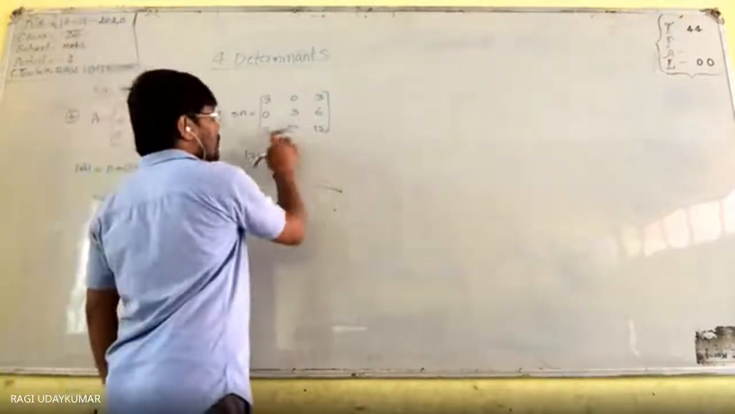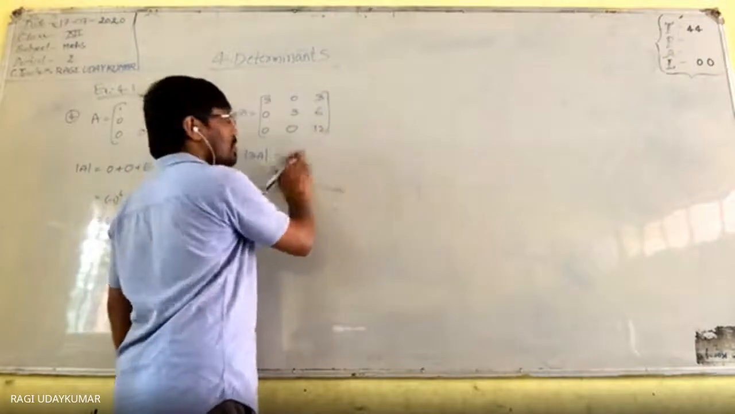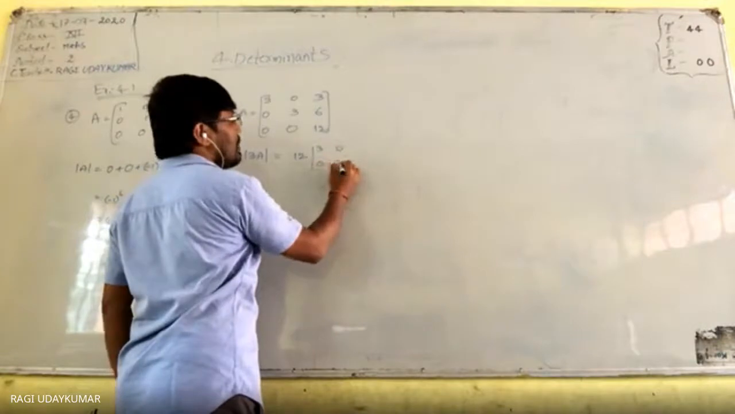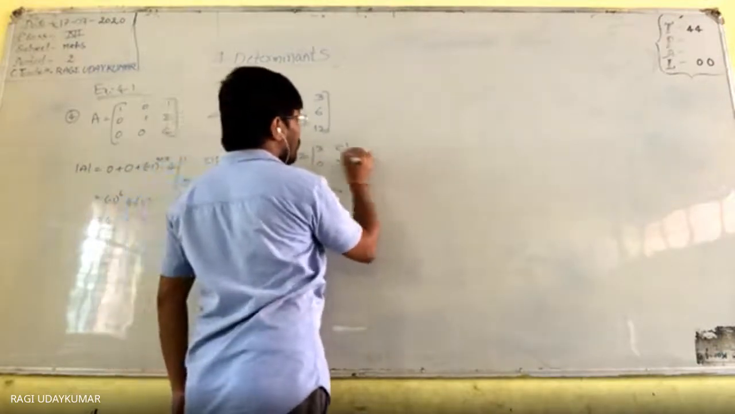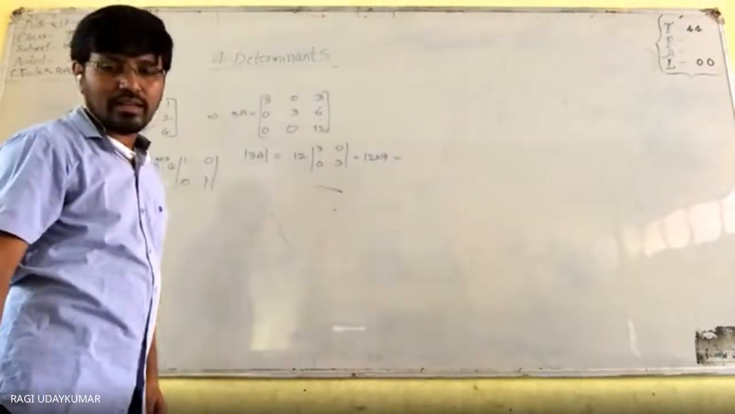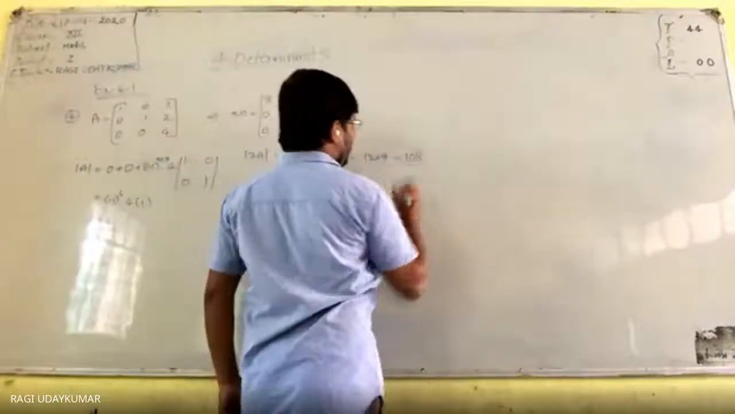If you use the third row, these two are 0. Minus 1 to the power of 3 plus 3, that is 6, so it will be positive 12. Determinant of 3 0 0 3. So this equals 12 into 3 3 is 9. 12 times 9 is 108. Yes, 108.